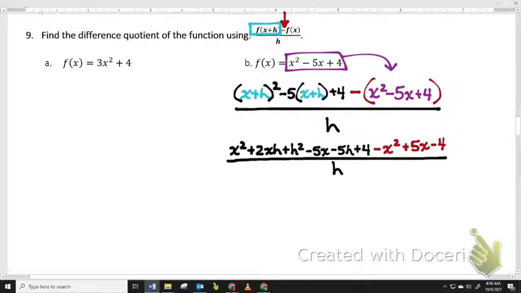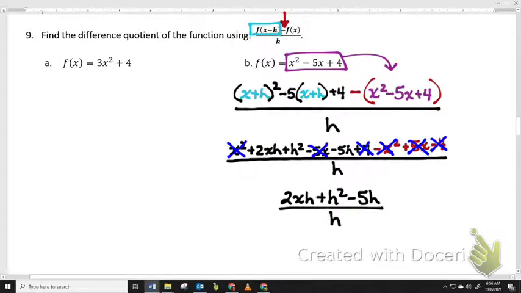I want to try to clean up that numerator. When we have a difference function, we're always going to have pieces that cancel. Give me some things that'll cancel here. x squareds will cancel. 5x will cancel. And the 4s will cancel. Let's write down what we got left. 2xh plus h squared minus 5h all over h.